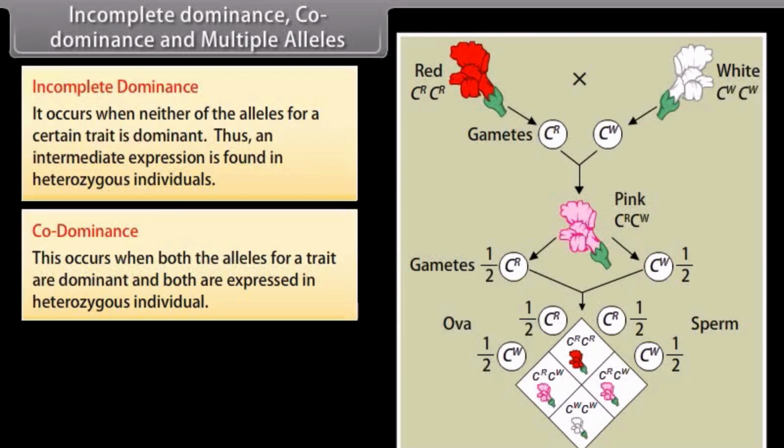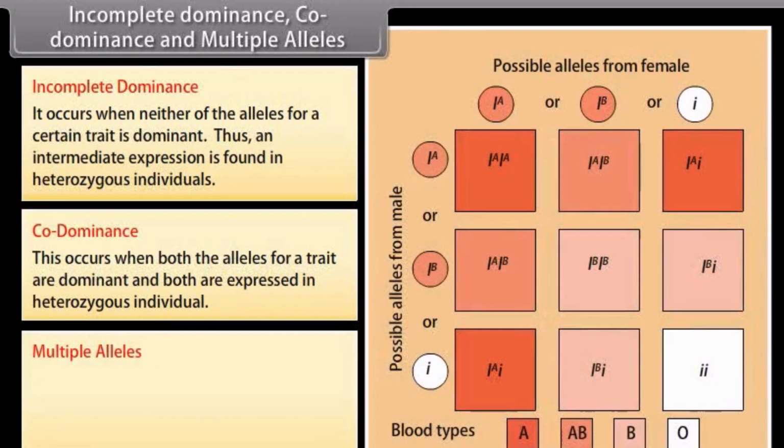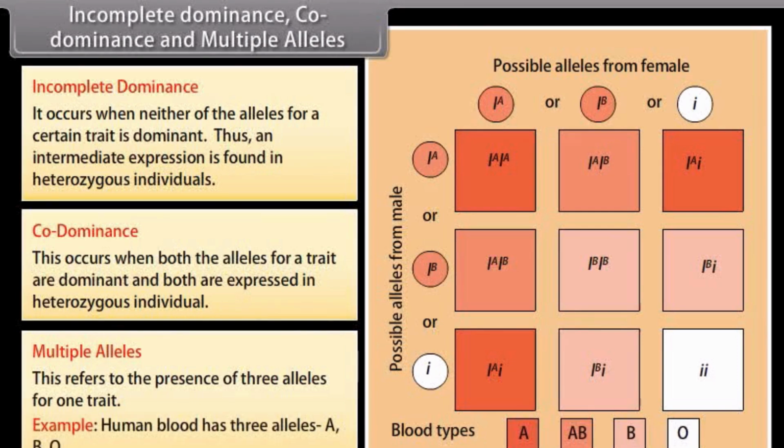Such a phenomenon can be observed with multiple alleles. Multiple alleles. This refers to the presence of 3 alleles for one trait. Example: human blood has 3 alleles, A, B, O.